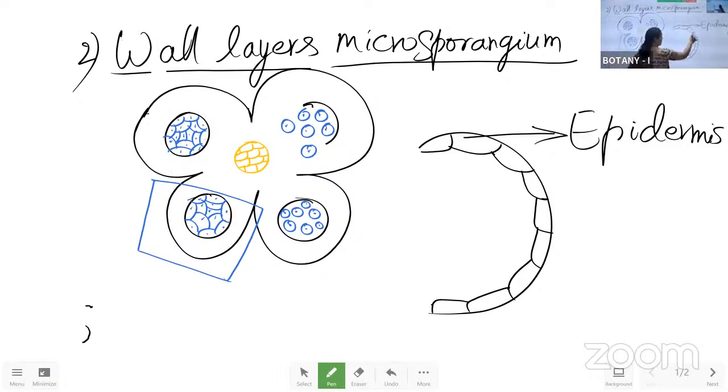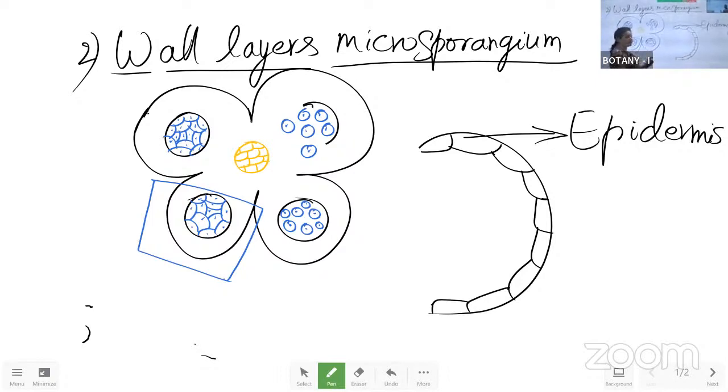So here the shape and the size and how they are arranged, that is what we said: it is present without intercellular spaces. Whenever we are drawing, gaps should not occur between the cells. Like that only we have to draw and mention in the epidermis. The main function of the epidermis is to protect the anther externally from the outside environmental conditions.